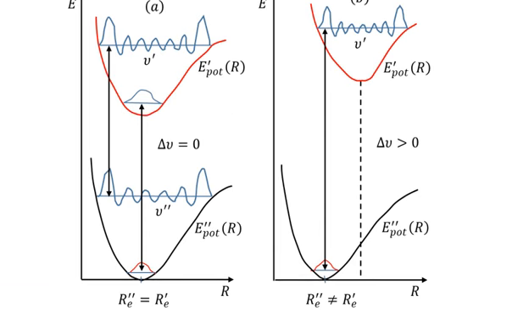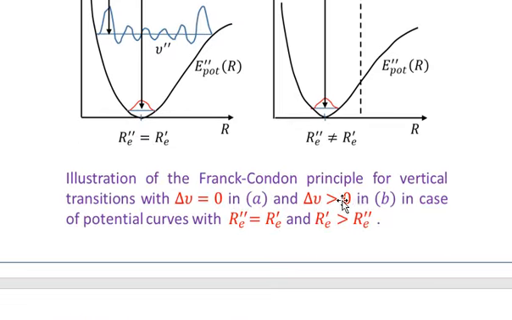So let me now go through the caption of this figure. Illustration of the Franck-Condon principle for vertical transitions with delta V equal to 0 in part number A and delta V greater than 0 in part number B, in case of potential curves. For the first case, the separation Re double prime was equal to Re single prime, and for the second case shown in part number B, Re single prime is greater than Re double prime.